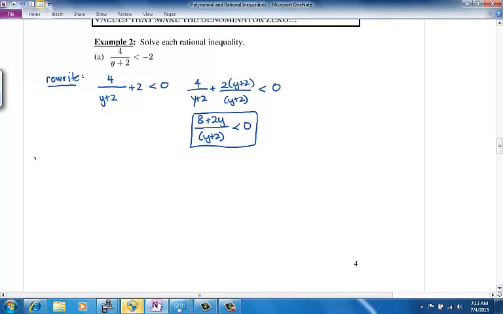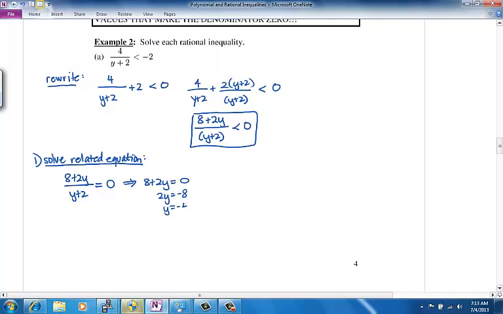So the related equation would be 8 plus 2y over y plus 2 equals 0. So if I multiply on both sides by y plus 2 to clear out the fraction, I'm just going to have 8 plus 2y equals 0. And then if I solve that, I'll have 2y equals negative 8, y equals negative 4.